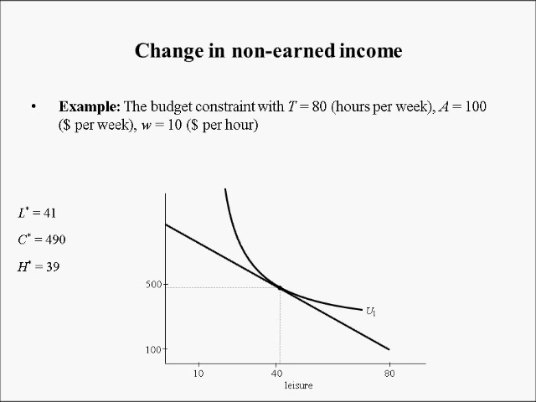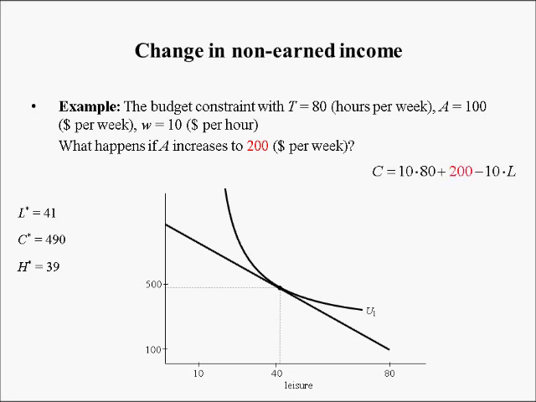So what happens if the allowance increases to $200? Well, remember from a previous slide, the budget constraint shifts up in a parallel direction. The intercept increases from 900 to 1,000. Now, the optimal solution is somewhere between here and here. The new optimal solution can't be on this side or that side because that would imply the indifference curves intersect, and they can't.